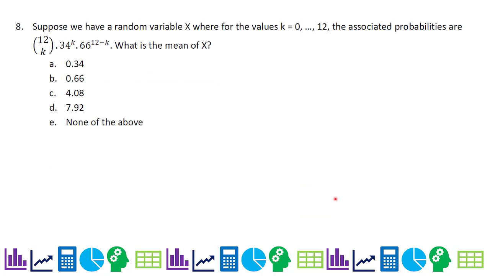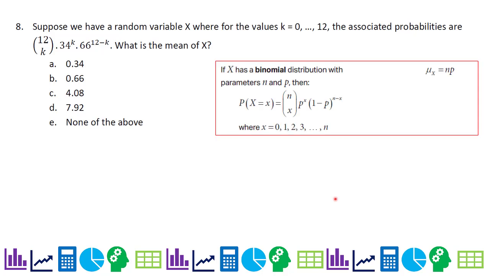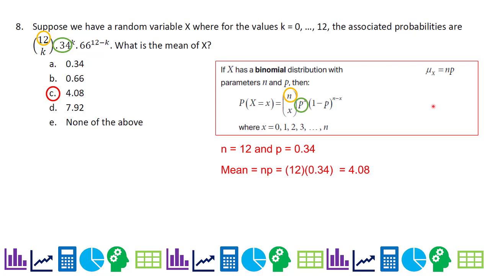Number 8, suppose we have a random variable x where for the values k equals 0 through 12, the associated probabilities are blank. So this big formula, what is the mean of x? So hopefully you recognize this from your math chart. This is the formula for a binomial distribution. And we have the formula for the mean right here, it's n times p. So if n must be 12 and p must be 0.34, we can just multiply those two out and we get 4.08. So C is the correct answer.